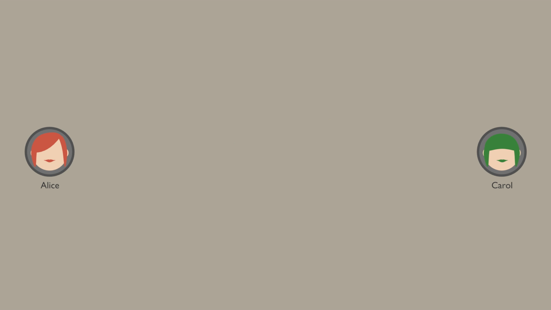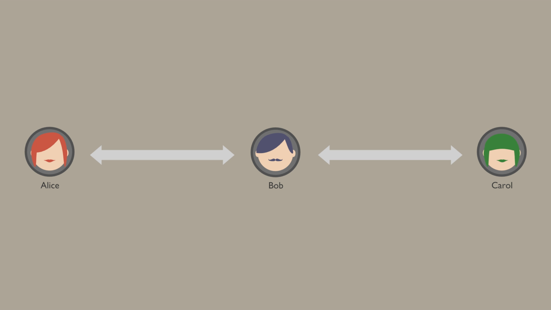This is Alice and Carol. Alice wants to pay 1 Bitcoin to Carol, but she doesn't have a payment channel with her. Luckily for her, she has a payment channel with Bob, who also has a payment channel with Carol. Alice can use Bob to make payments to Carol without having a direct payment channel with her. Alice needs to ensure that she only pays Bob if he also pays Carol.